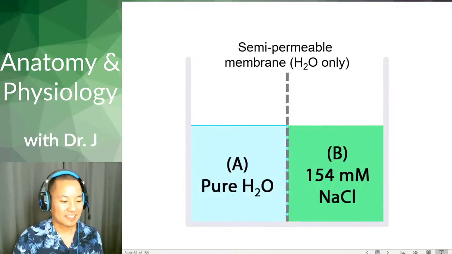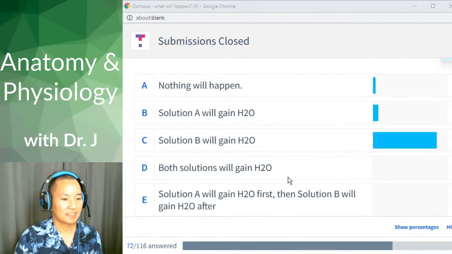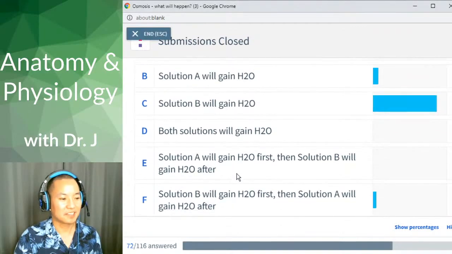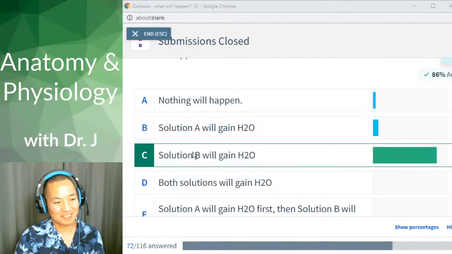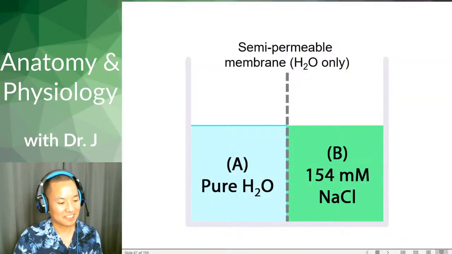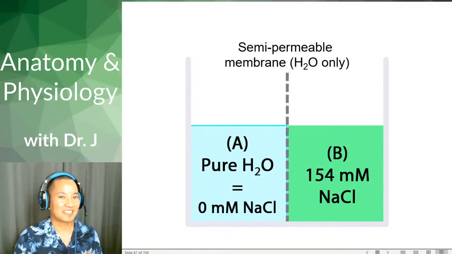Okay, so last example. So given this solution, what will happen? Okay, let's see what people said. So it seems like the majority of you said solution B will gain water again, and the majority of you are correct again. And why is that? Even though I said it's pure water, when it's pure water, there's no solutes dissolved in it. So technically that's 0 millimolar in sodium chloride. So which side has more solutes? Which one is going to draw in more water?